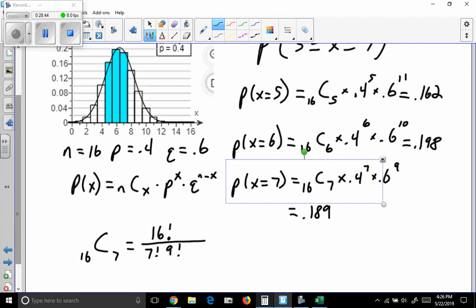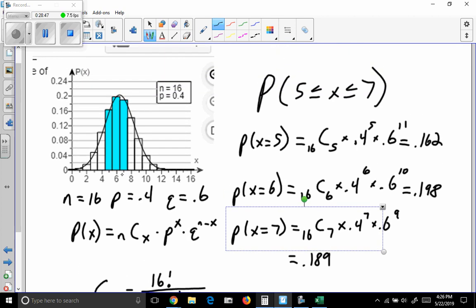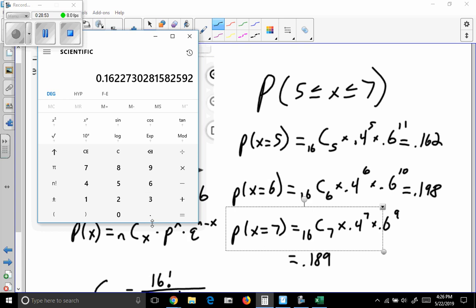So if we're looking for the binomial probability that X is between 5 and 7, we have to add those 3 probabilities together. So 0.162 plus 0.198 plus 0.189. So about 0.549.